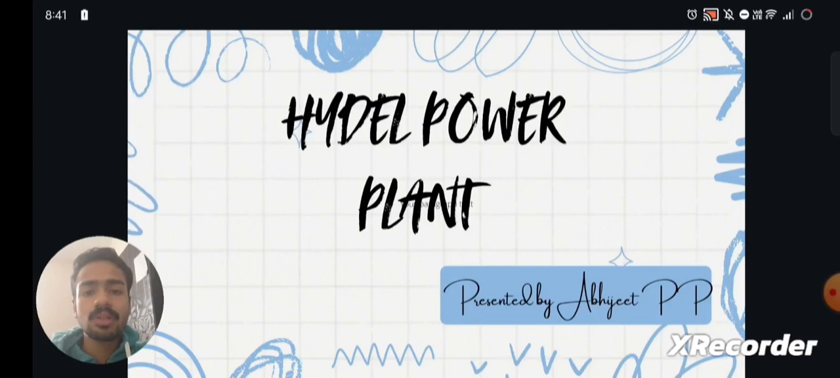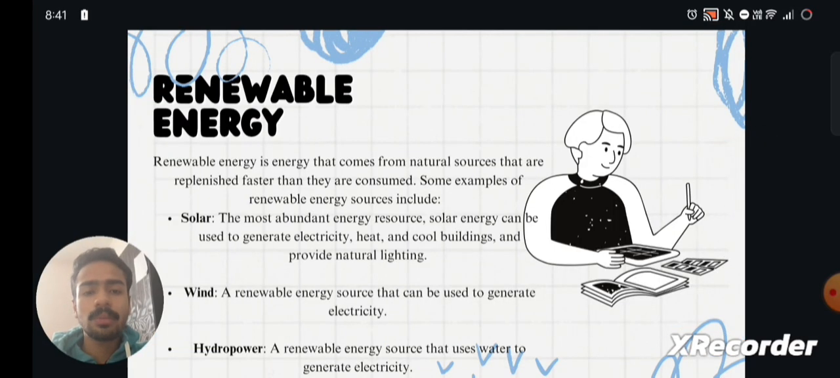Before moving on to the topic, we will know what is renewable energy. Renewable energy is the energy that comes from natural sources that are replenished faster than they are consumed. Some examples are solar, wind, and hydropower. Hydropower comes under renewable energy as it uses water as its source.